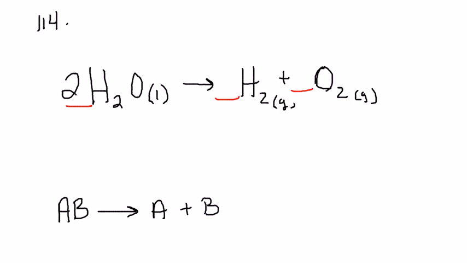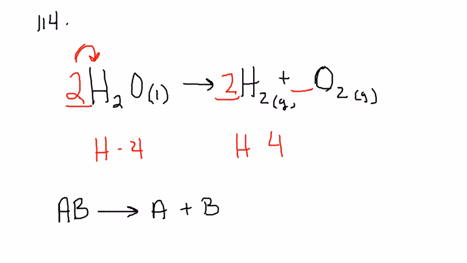So if I use a 2, let me change that color. If I use a 2, this 2 distributes over to the hydrogen, giving me ultimately 4 hydrogens. Because if I have two water molecules and each water molecule has two hydrogens, that means I have a total of 4 hydrogens. Which means I also need 4 hydrogens on the product side. And I have 2 here, so change that to a 2.